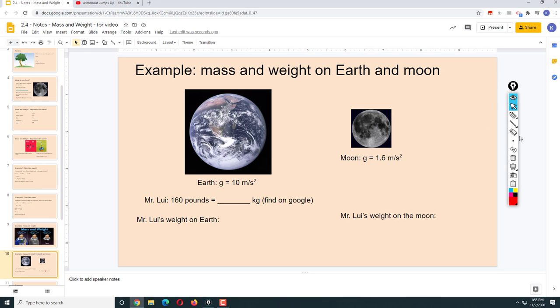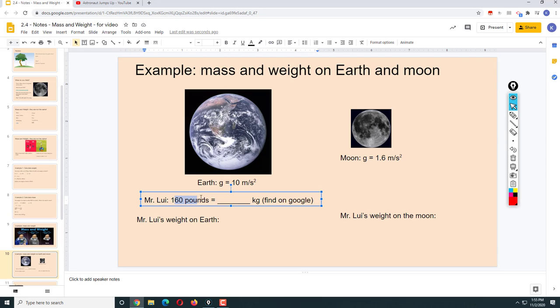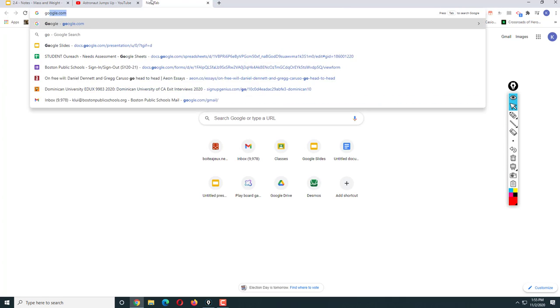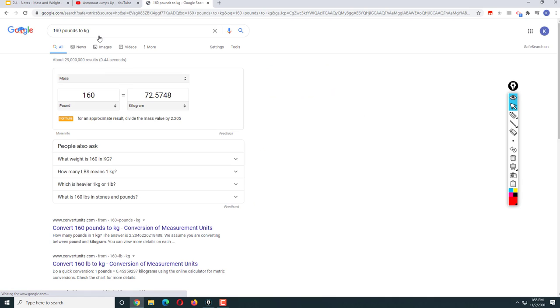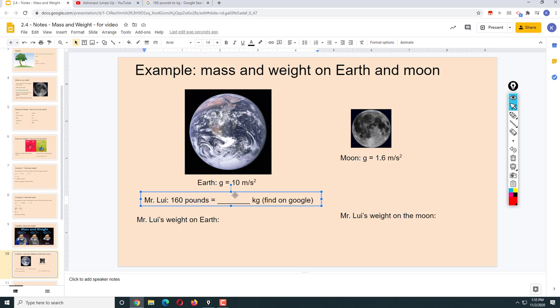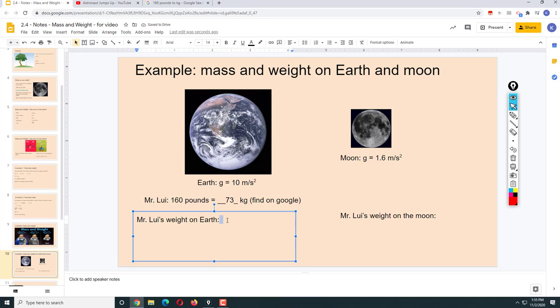For example, my mass is 70 kilograms. Well, let's see. I'm about 160 pounds. If we go to Google, I can type 160 pounds to kilograms, and I get 72.5, let's say about 73 kilograms. So my weight on Earth, force equals mass times acceleration. My mass is 73. Acceleration on Earth is 10. So my weight is about 730 newtons.